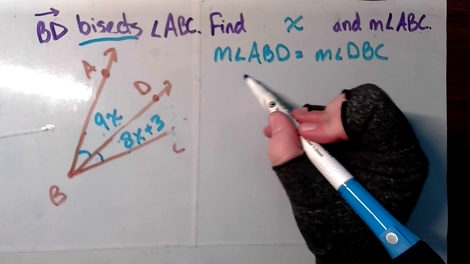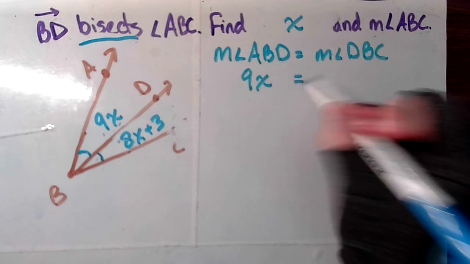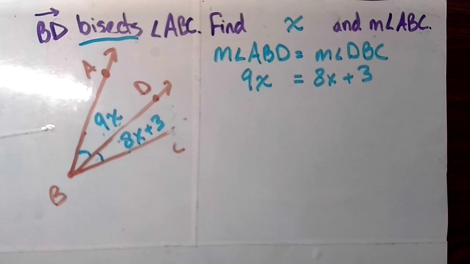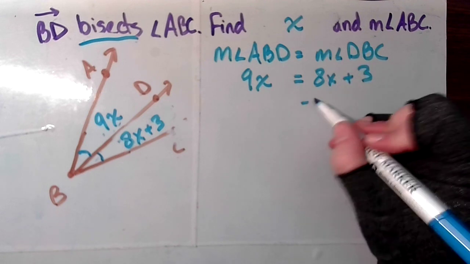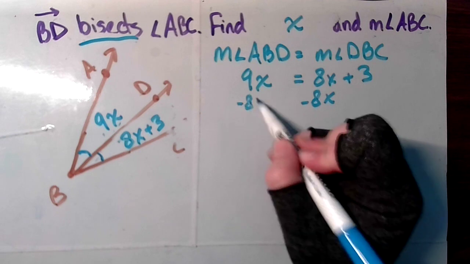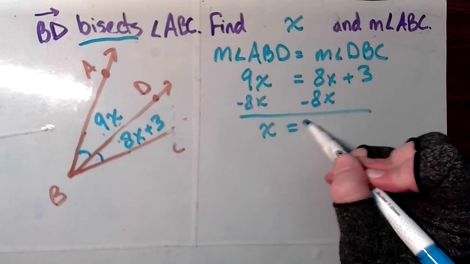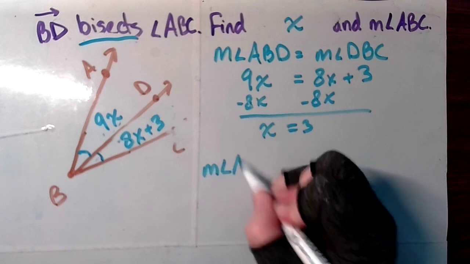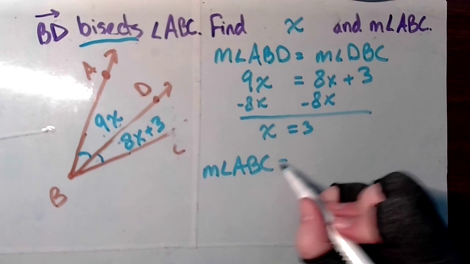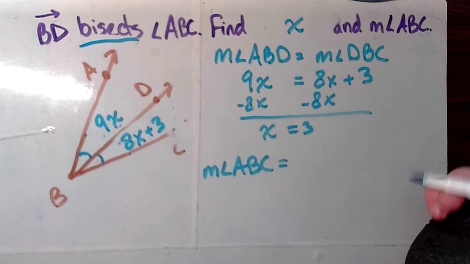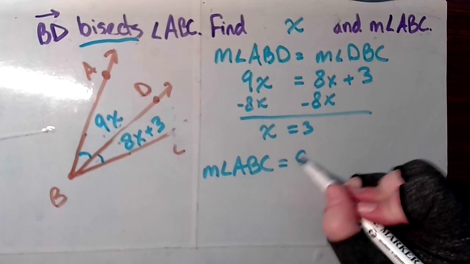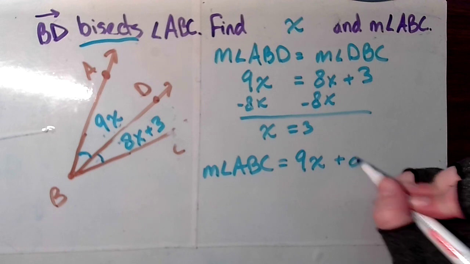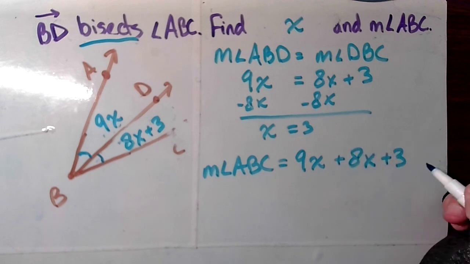So angle ABD is 9x, and angle DBC is 8x plus 3. This is, again, an equation we can solve. Subtract 8x from both sides, we get x equals 3. And now to find our ABC, again, we just add what we have. So ABD was 9x plus DBC was 8x plus 3.